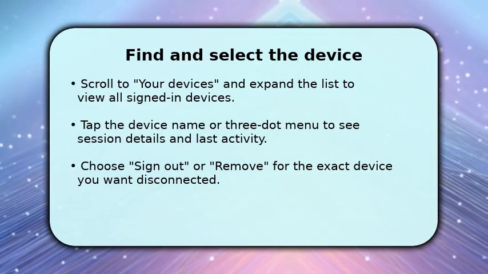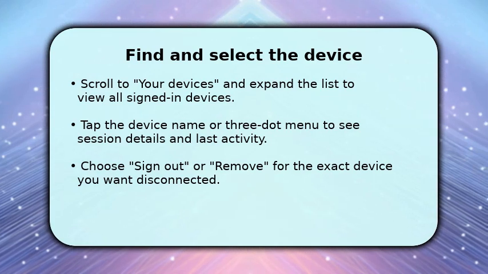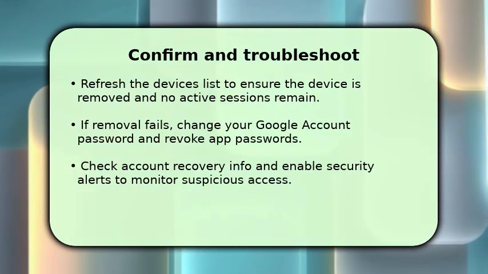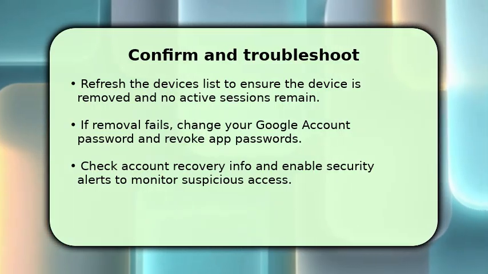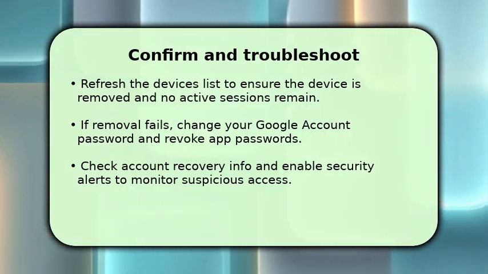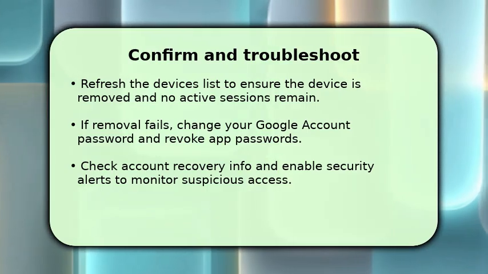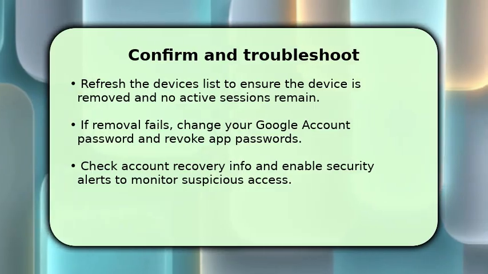After signing out remotely, the device will need your password to sign in again, preventing future access. After you remove the device, refresh the devices list to confirm it no longer appears. If the device persists or still accesses mail, change your Google account password immediately and revoke any app passwords or third-party access. This forces reauthentication everywhere.